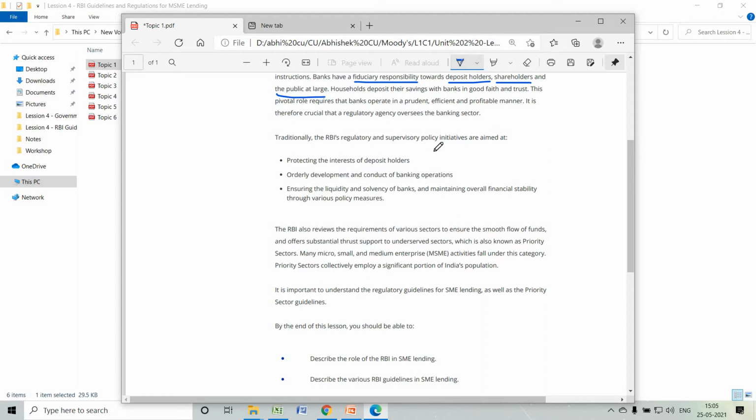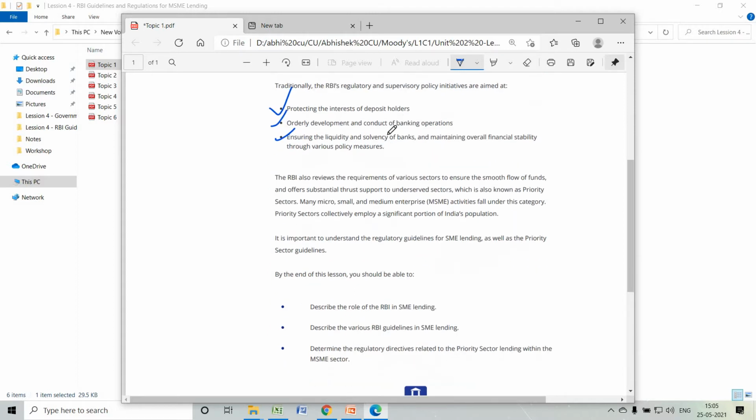Traditionally, the RBI's regulatory and supervisory policy initiatives are aimed at protecting the interest of the deposit holders, orderly development and conduct of banking operations, ensuring the liquidity and solvency of banks, and maintaining overall financial stability through various policy measures. So these are some traditional functions of RBI. The RBI also reviews the requirement of various sectors to ensure the smooth flow of funds and offer substantial thrust and support to underserved sectors, which is also known as priority sector. So priority sectors are the sectors where RBI wants to divert the banking credit. Now, many micro, small, and medium enterprises activities fall under this category.